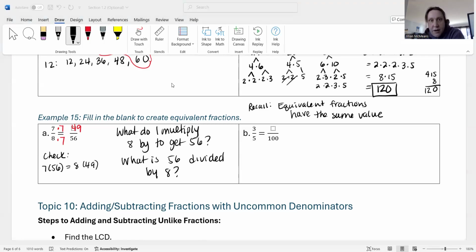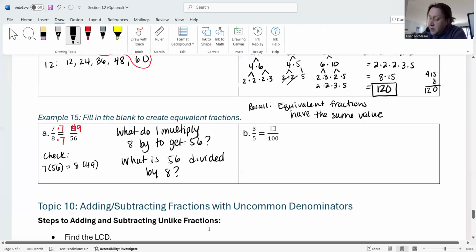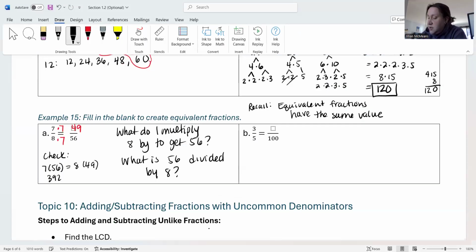All right, so on the calculator we want to know, is 7 times 56 equal to 8 times 49? Well, in both cases, we get a product of 392, so that tells me that the cross products do match. So we can go back here and say confidently that 7 times 56 is 392, which equals 8 times 49, which is 392, so we are good to go.